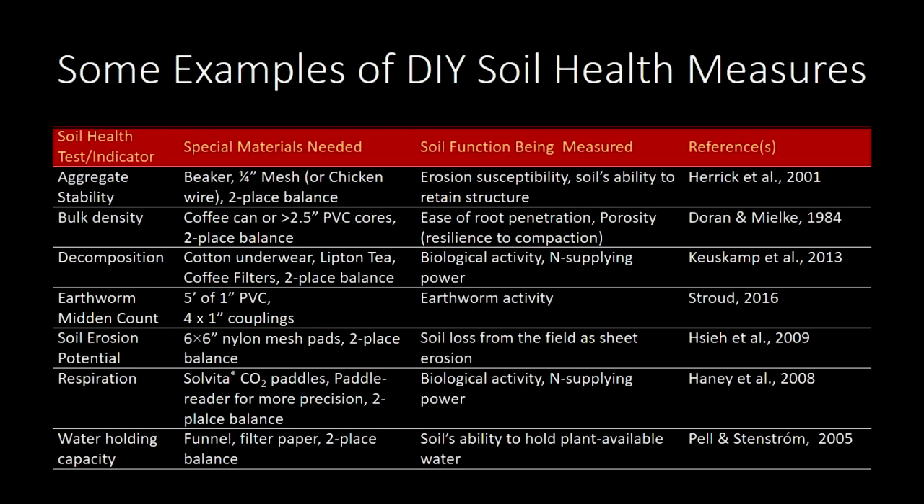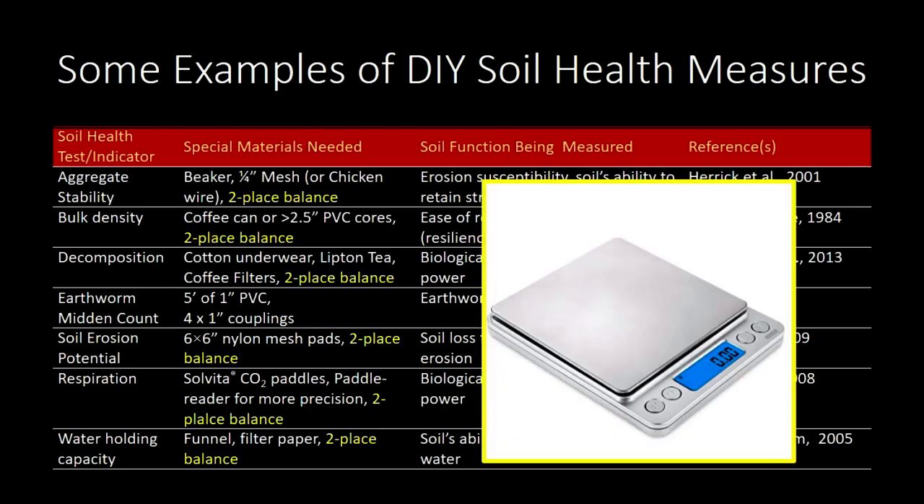And so these are some of the functions being measured. So ease of root penetration, earthworm activity, biological activity, nitrogen supplying power. The erosion pads measure soil loss from the field. This is sheet erosion. But you can see a common trend in all these, the equipment you need. You really only need a two-place balance. And nowadays you can get a pretty accurate one that goes out 2 decimal places cheaply on Amazon.